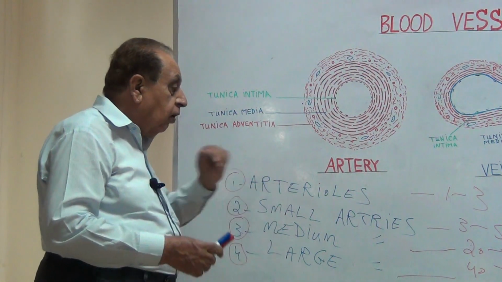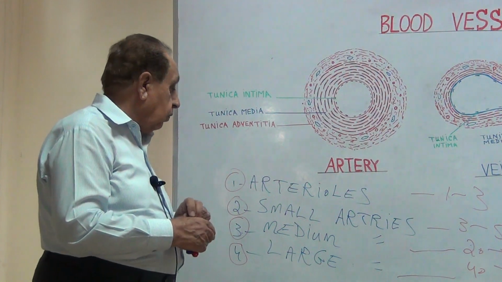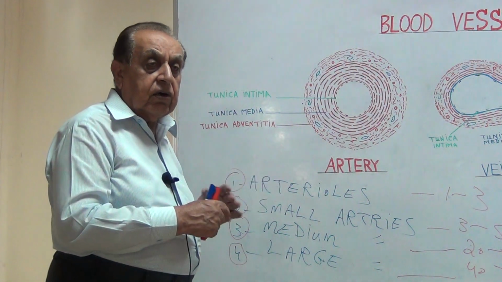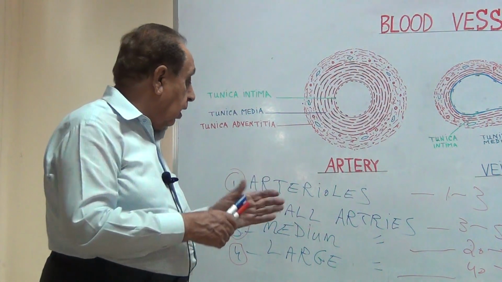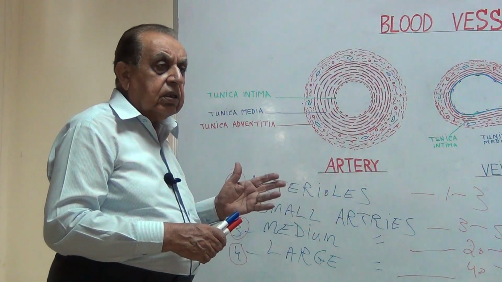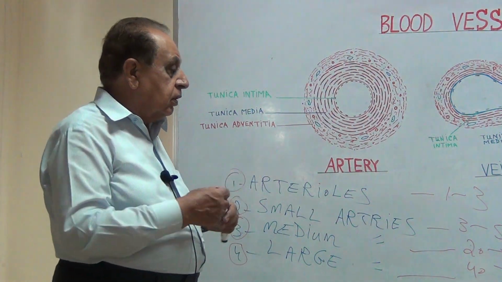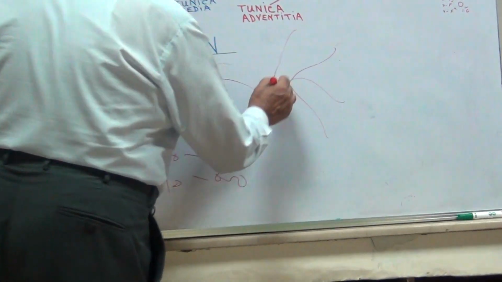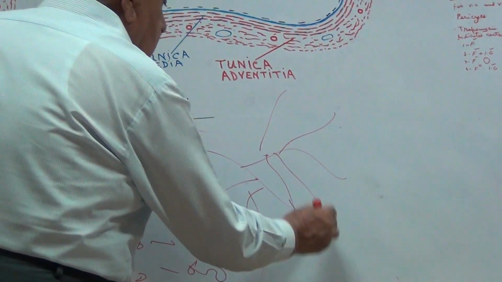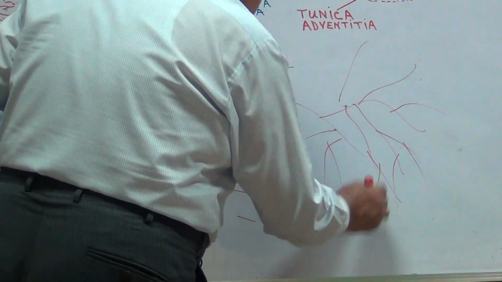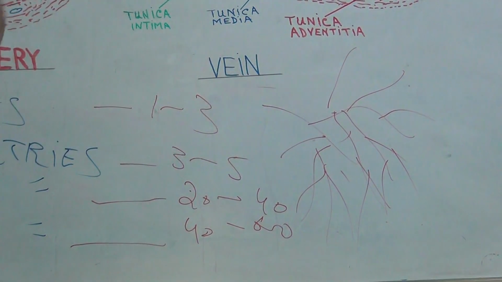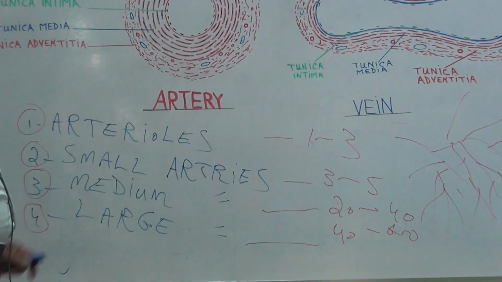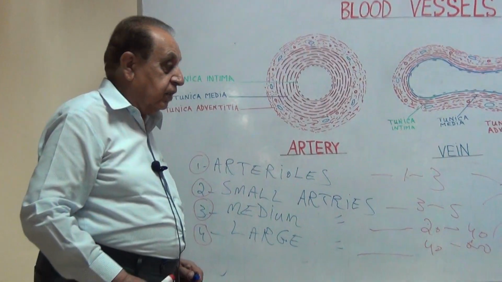Then come small arteries. All unnamed arteries are called the small arteries. We cannot give a name to each and every branch of an artery. There are many branches. So all these unnamed arteries are called the small arteries.